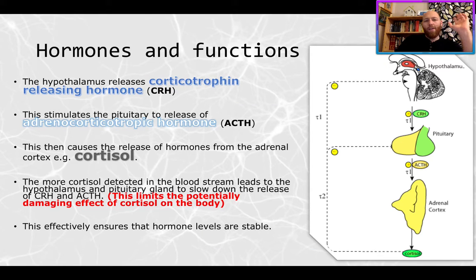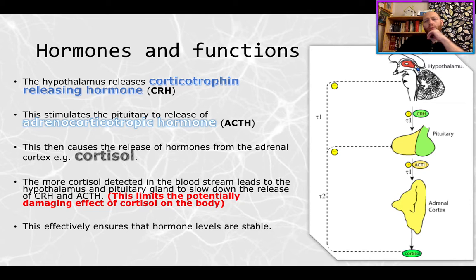So, hormones and functions. The hypothalamus releases corticotrophic releasing hormone, or CRH. This then, in turn, triggers the pituitary to release ACTH, which then, in turn, causes the adrenal cortex to release cortisol. So, we've got this cascade of events. We've got CRH causes the release of ACTH, which causes the release of cortisol.